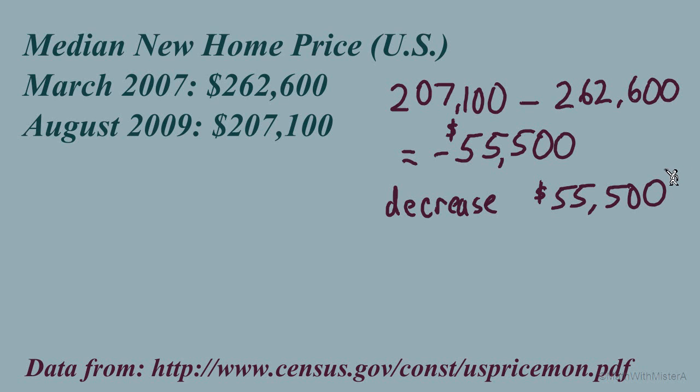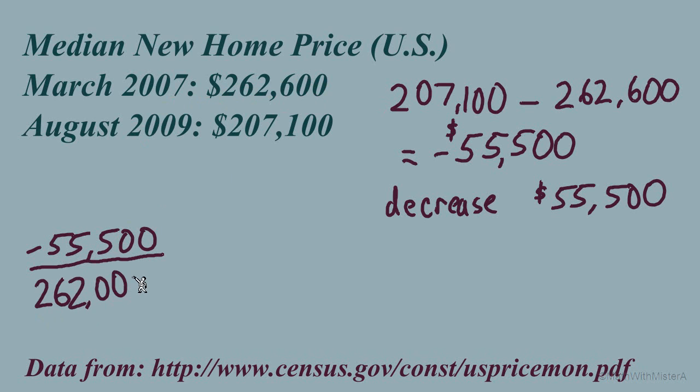Now let's go and find the relative change. We take that amount of change, we can continue using this negative number for the absolute change, just as a reminder that we are referring to a decrease. And we'll always compare in this ratio the amount of change to the original or the earlier price. In this case, it's the $262,600. We don't want to automatically use the largest or the smallest number that we see.